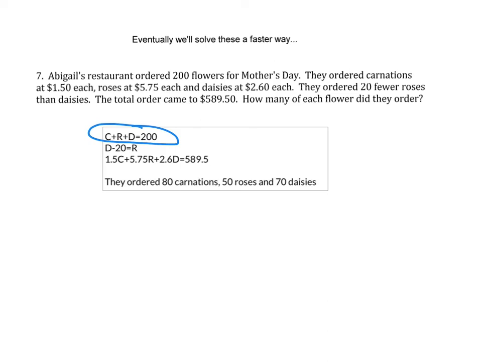If you're ever confused by these statements where they say, like, they ordered 20 fewer roses than daisies, try to set up your equation and plug in something and see if it makes sense. So if you're not sure about the order of this, if I plug in like 40 for daisies and then I subtract 20, I get 20 fewer roses, right? So this helps you with this second equation. So you end up with 80 carnations, 50 roses, and 70 daisies.